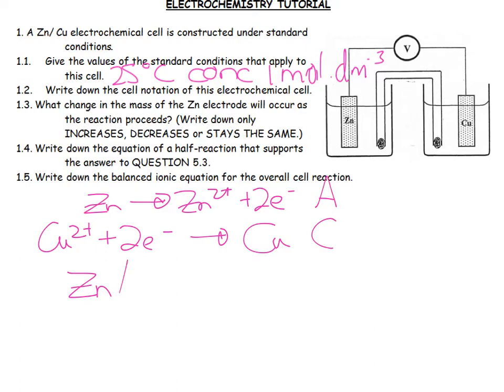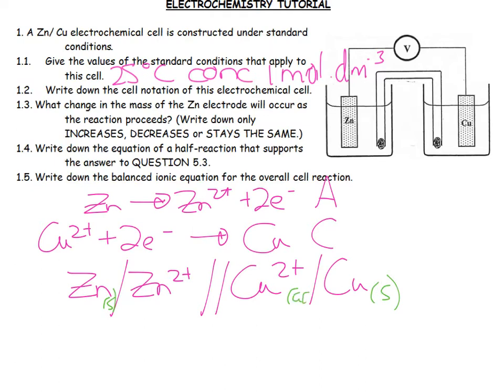Starting with zinc, it becomes Zn2+, and then I put my salt bridge in, and Cu2+ goes to Cu. Another thing I can do, if I want to, is put the solids in, put the aqueous in, and I can even put in here the concentration, 1 mole per cubic decimeter. And I could do the same thing over there.